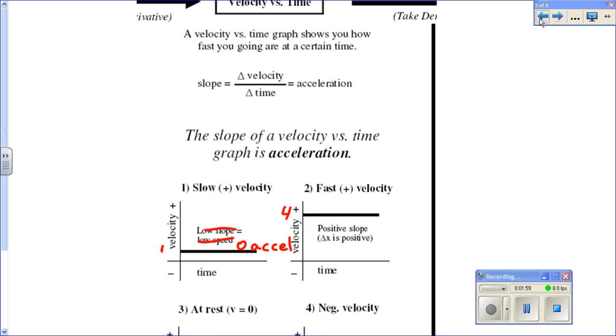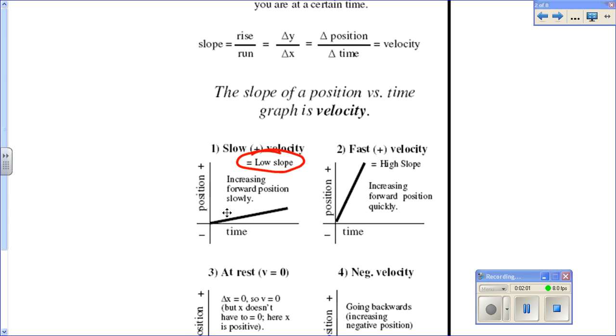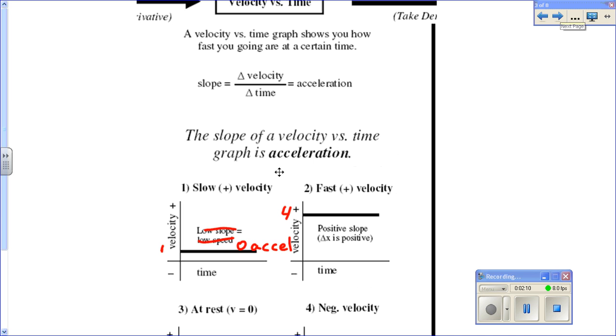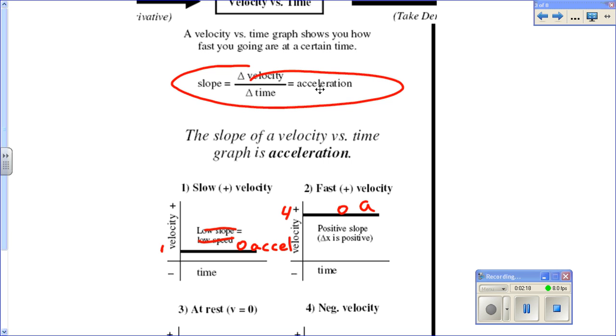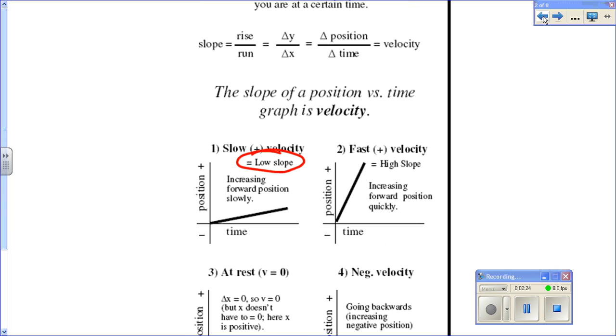When you look at a position over time graph, a straight line means that our speed is a constant, steady rate. A constant, steady rate means we have no acceleration. So all of these, these first 3, are going to have zero acceleration because the slope of a velocity over time graph tells us the acceleration of the object. So this is zero acceleration because on the position versus time graph, it is a straight line.